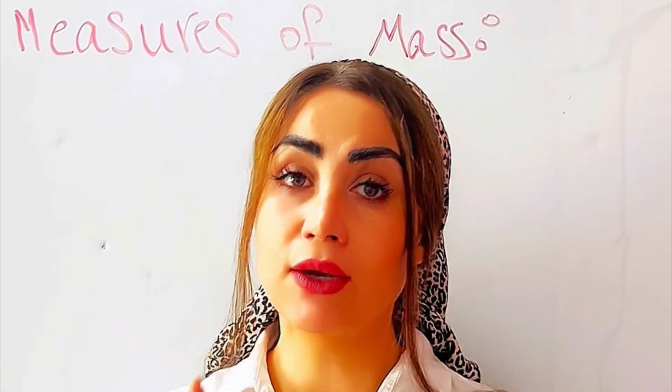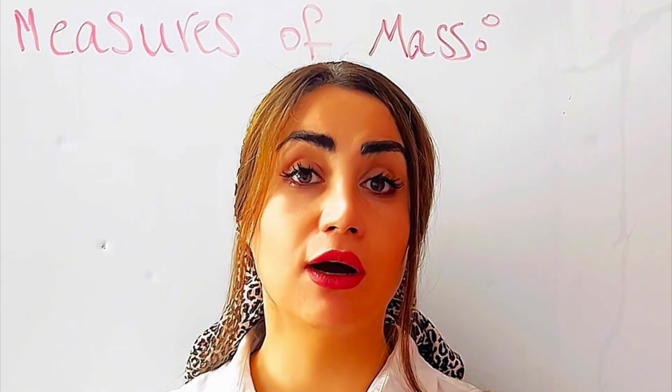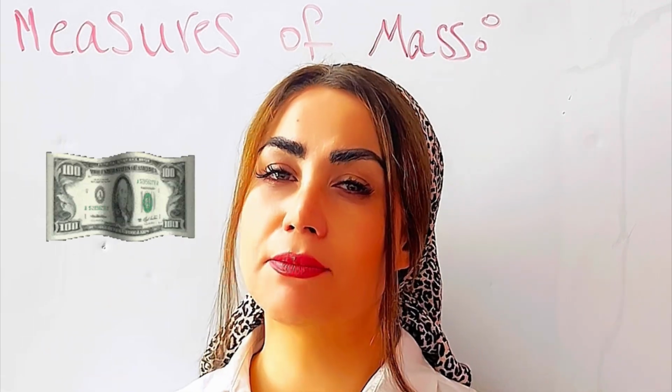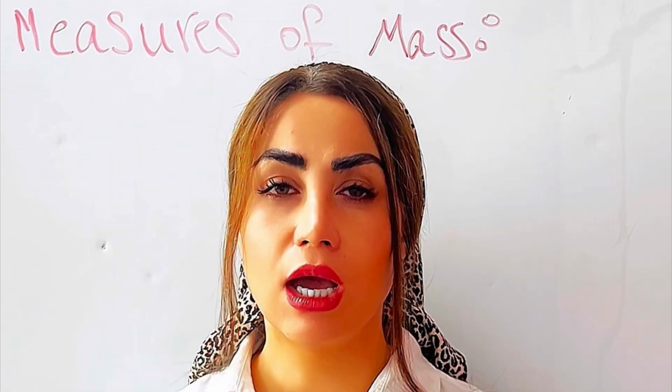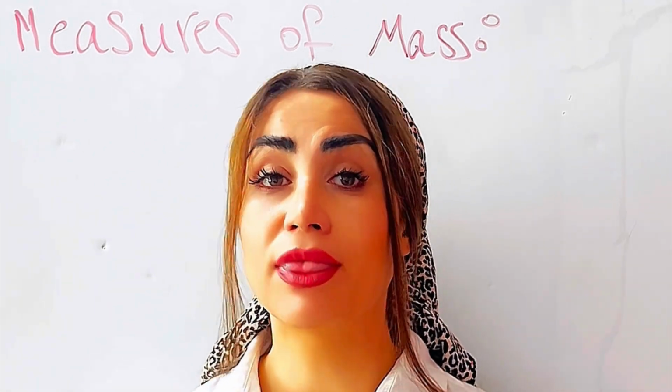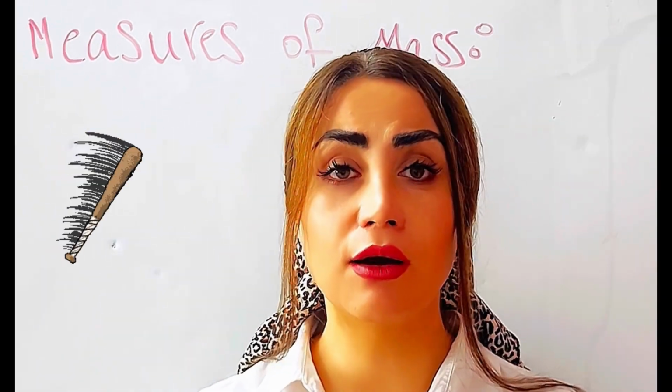Alright, so a gram, g, is a really small unit of mass. A dollar bill is about 1 gram. A kilogram, kg, is way bigger. 1 kilogram equals 1000 grams. Think of a baseball bat. That's about 1 kilogram.